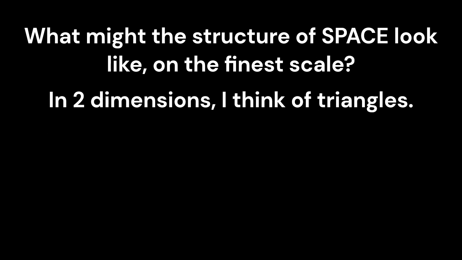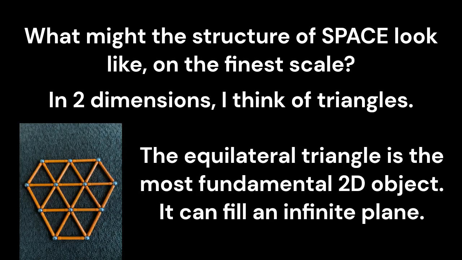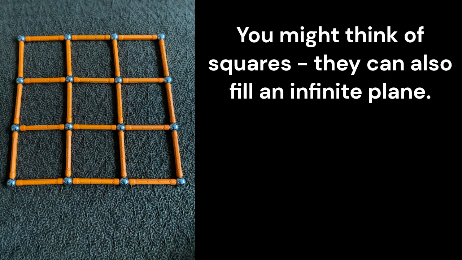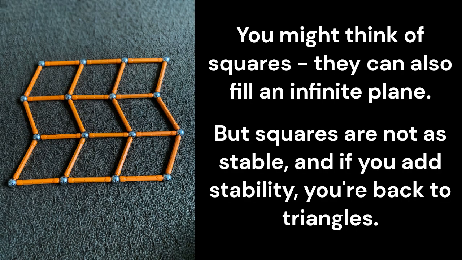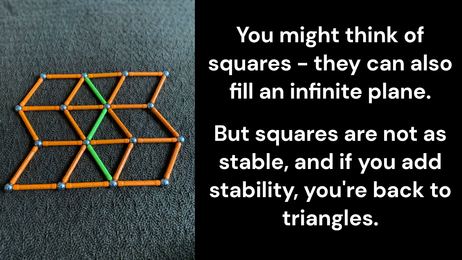What might the structure of space look like on the finest scale? If we start thinking in 2 dimensions, I think of triangles. The equilateral triangle is the most fundamental 2-dimensional object, and it can fill an infinite plane. You might think of squares. They can also fill an infinite plane. But squares are not as stable, and if you add stability, you're back to triangles.